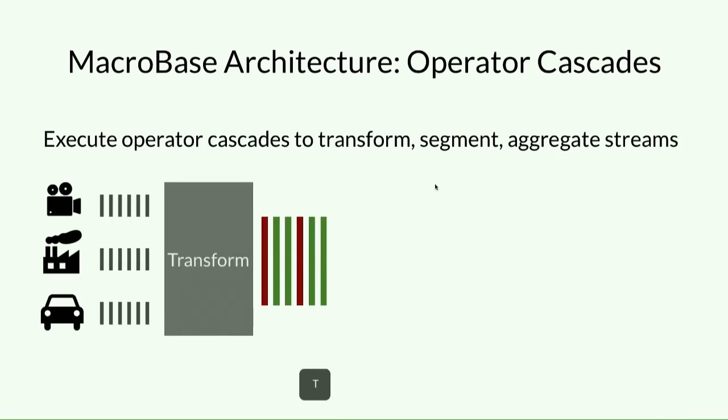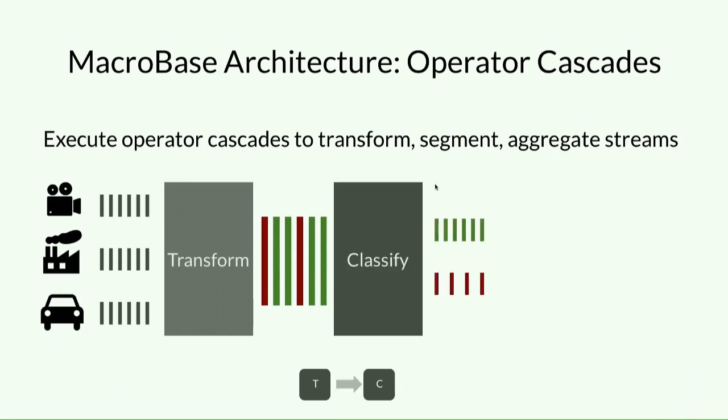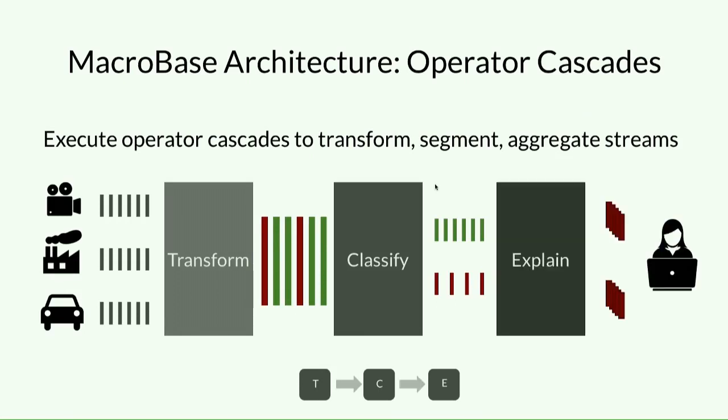So it looks something like this. You've got your transform step that segments your data into some set of categorical features, ideally. You've got some classification step that says here are the outliers, here are the inliers. And then you've got your explain step, right? So this TCE pattern, that's the heart of the MacroBase pipeline.